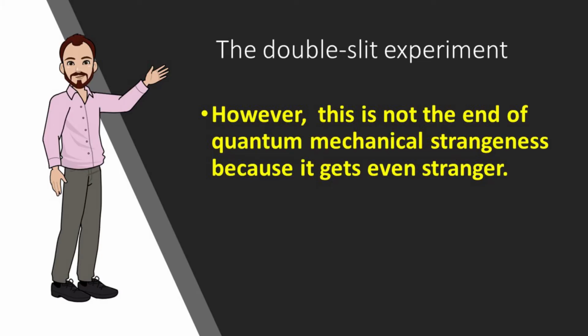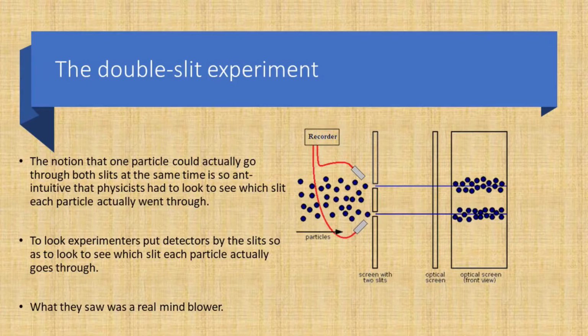However, this is not the end of quantum mechanical strangeness, because it gets even stranger. The notion that one particle could actually go through both slits at the same time is so counterintuitive that physicists had to look to see which slit each particle actually went through. To look, experimenters put detectors by the slits. What they saw was a real mind-blower.